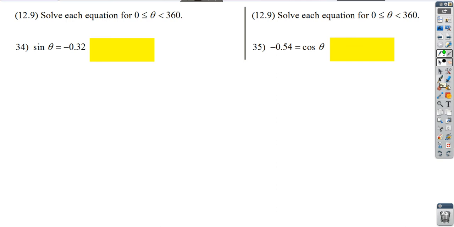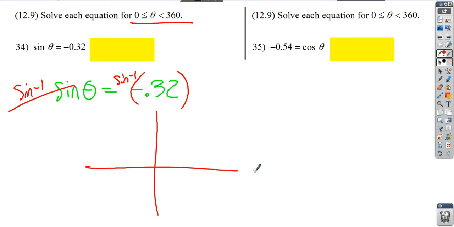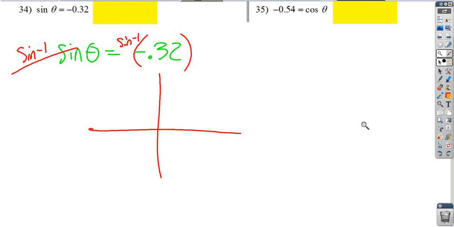To cancel out the sine, let me rewrite this here. To cancel out the sine, we need to take inverse sine. But there's only one thing to be aware of, and that is we need to solve it for everything from 0 to 360. So that means there's going to be 2 solutions. And I'll show you why. Okay, the inverse sine, that basically means what angle has a sine. That's what inverse sine means. What angle has a sine of negative 0.32?